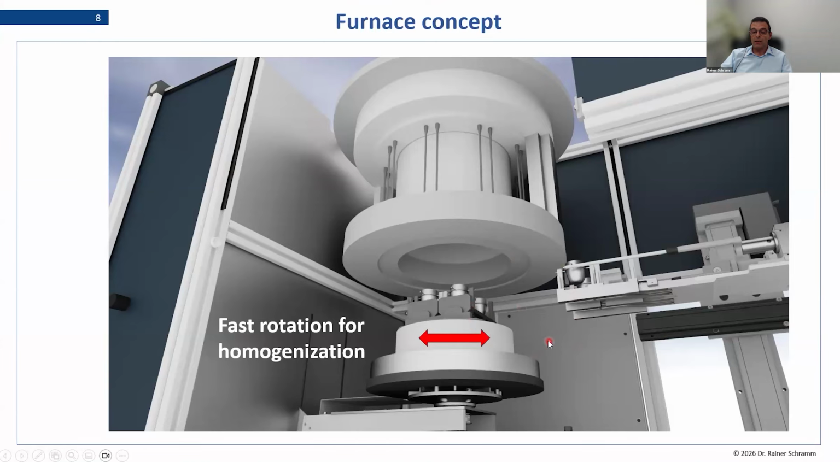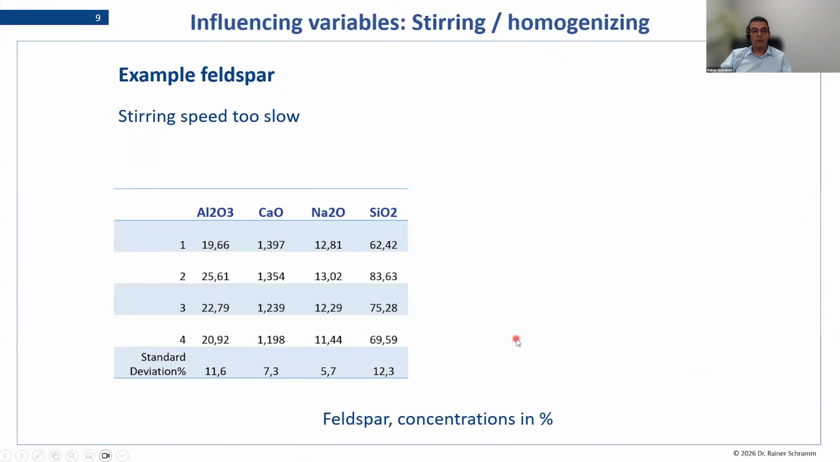We can, of course, analytically prove if the rotation and the homogenization is working. And this we can do with a sample. We just prepare 4 times. And then by experience, we know that silicon oxide is always the element the most critical or the most sensitive to homogenization. So that element needs to be very precise. Then you know that your agitation is working.